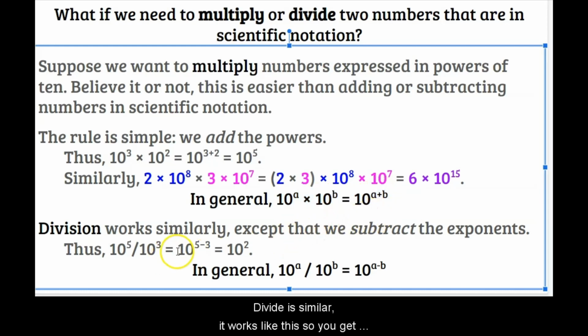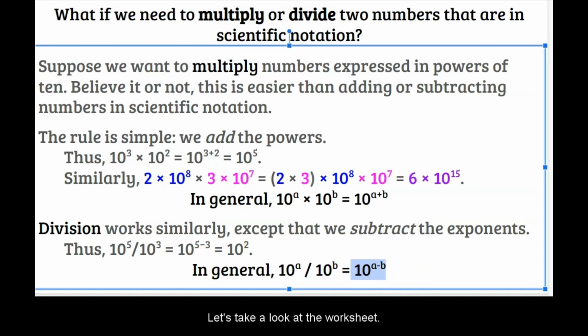Divide is similar. It works like this, so you get 10 to the 5 divided by 10 to the 3, which is the same as saying 10 to the 5 minus 3, which would be 10 squared. So 10 to the a divided by 10 to the b is the same as saying 10 to the a minus b.